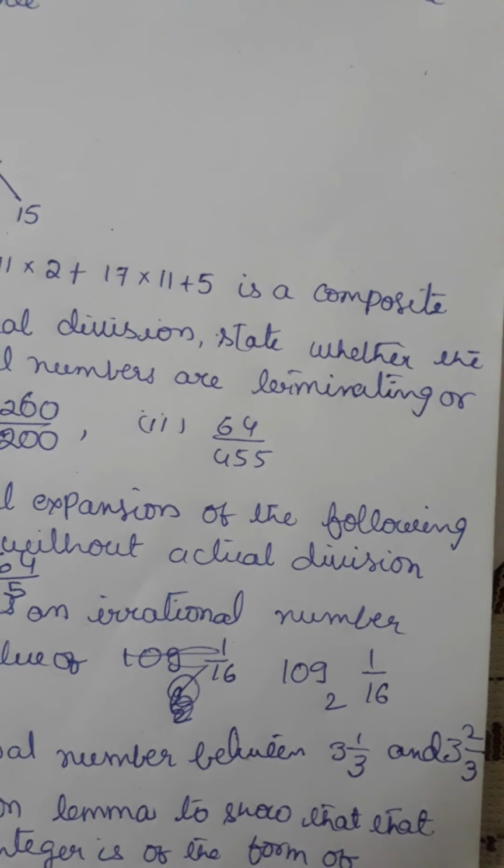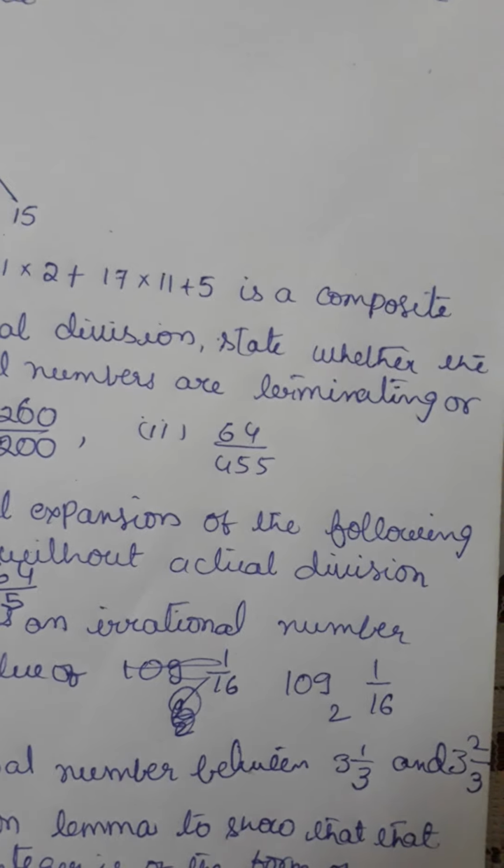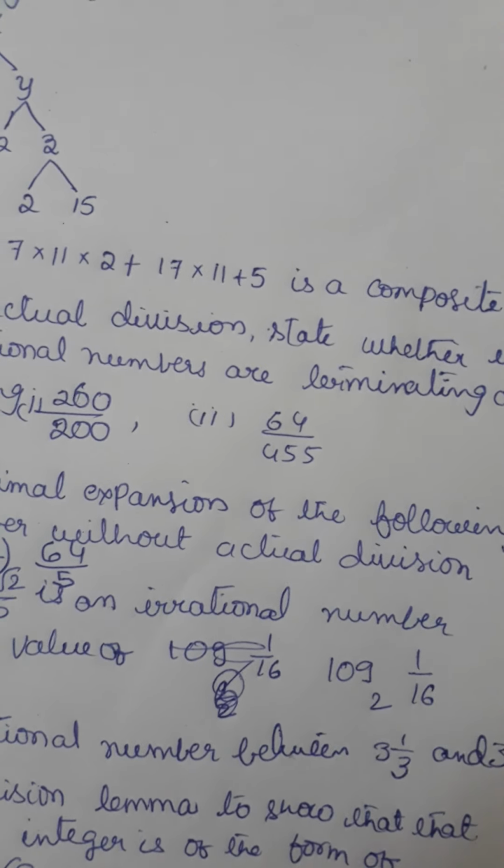(a plus b) by 2 is the formula. 21 by 3 into 1 by 2. Again you have to write a number in between them. Whatever you get, that will be your answer. Already this is there in your 9th class.